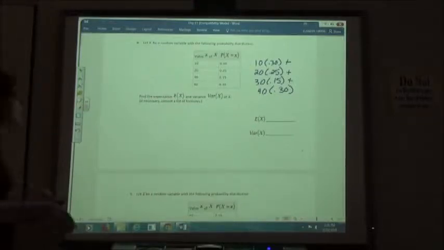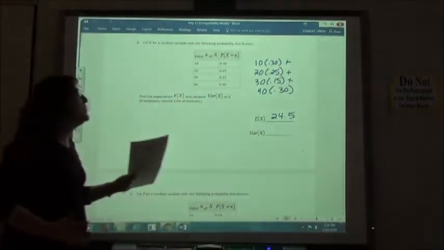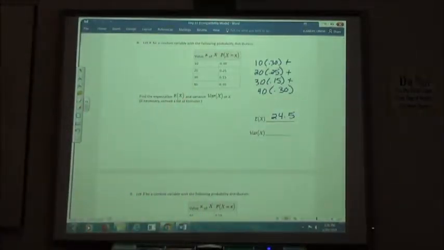$24.5. 24.5, exactly what you should get. 24.5 is our expectation, is what they call it here. It's like the weighted mean. We're now going to find the variance.